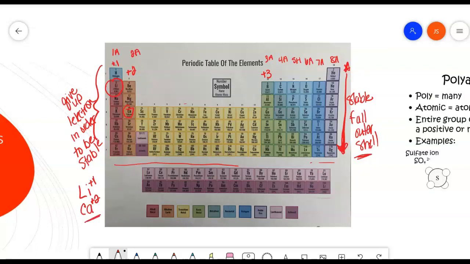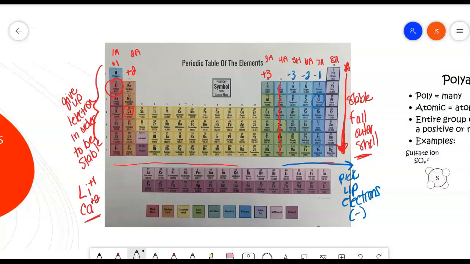Now, we skip this row here, the 4A row, because they're going to be involved a lot more in covalent bonds without the charge. So we're going to come back over here, and everything on this side now, let's change colors, is going to want to pick up electrons, which will make them more negative. So group 5A is going to have a -3 charge. In group 6A, a -2 charge, and in group 7A, a -1 charge.